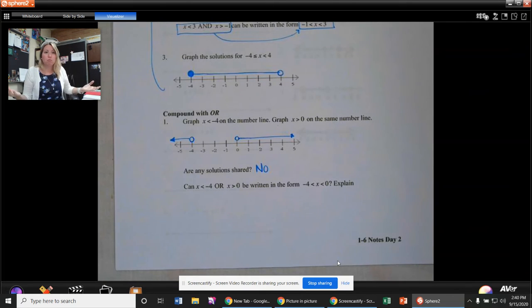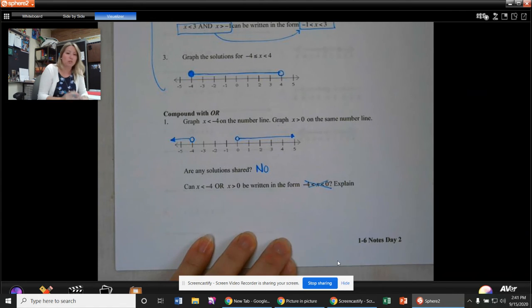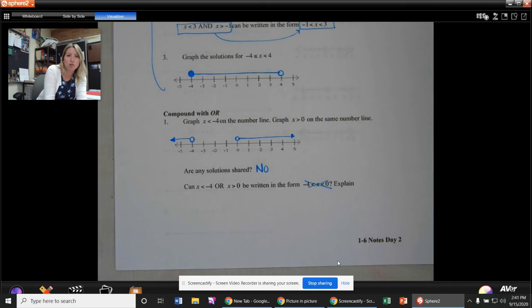There's no overlap. There's nothing they can both be at the same time. So if there's nothing that these can both be at the same time, only one of them can be true at a time. There are no shared solutions here. Okay, so I cannot write it in this form because there are no shared solutions. Because there are no shared solutions, X has to be either smaller than -4 or it has to be bigger than 0. It can never be both at the same time.